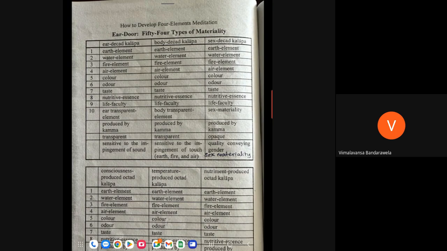And how to understand the consciousness-produced materiality? Consciousness-produced materiality.